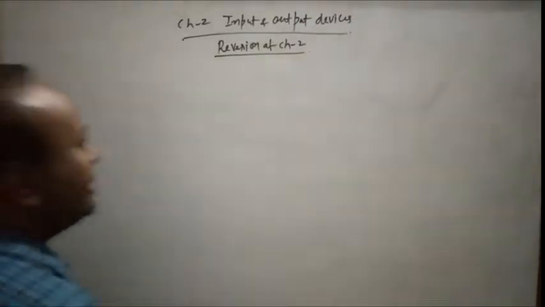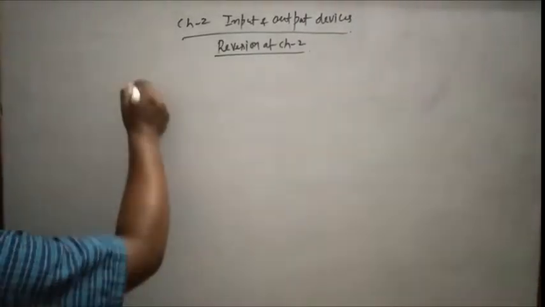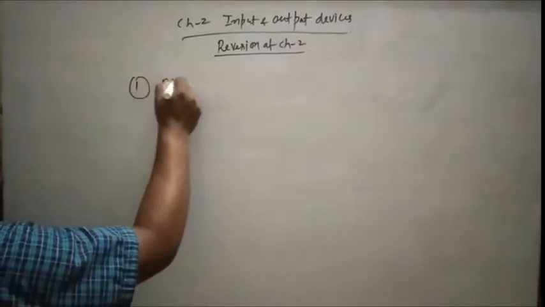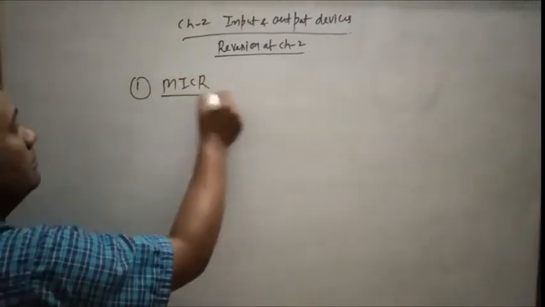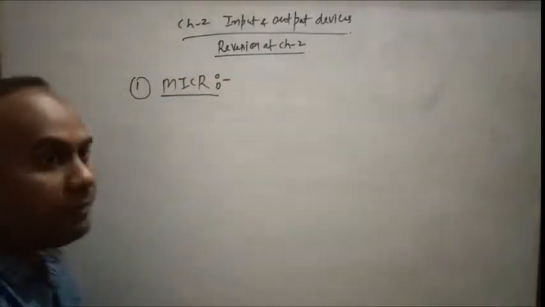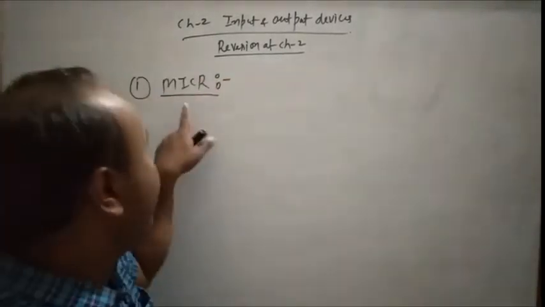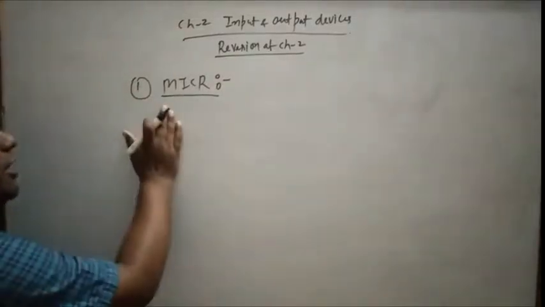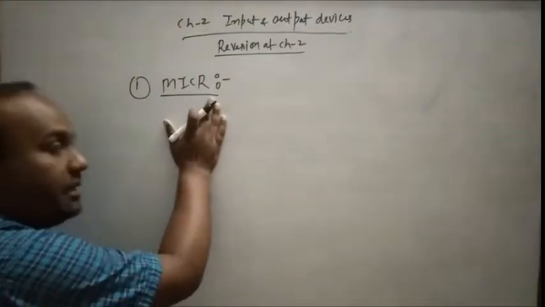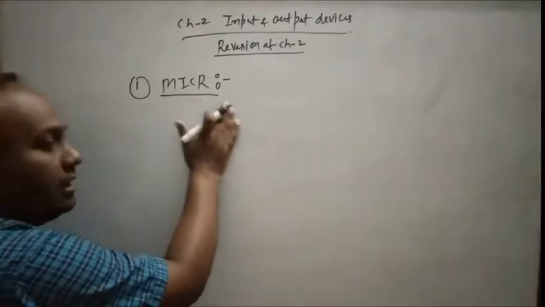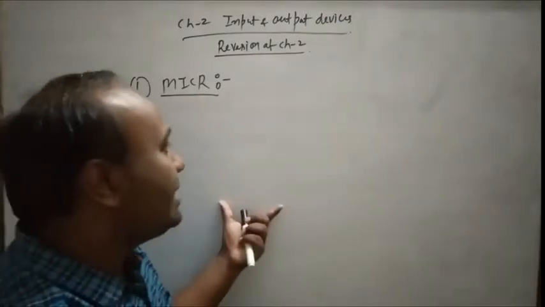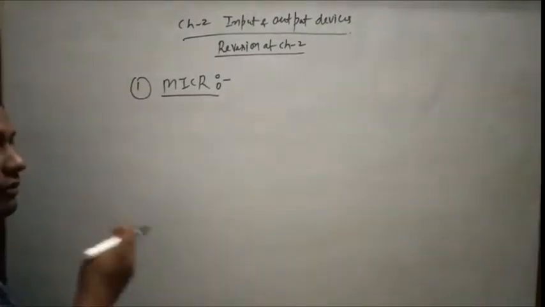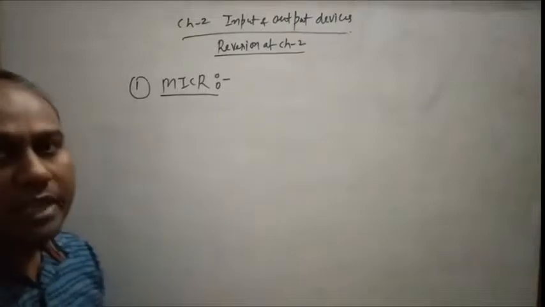Okay, so there are several input output devices, but first of all we start with MICR. The full form of MICR is magnetic ink character reader or recognition. Again, the full form of MICR is magnetic ink character recognition. What does it basically mean? Where is MICR used?